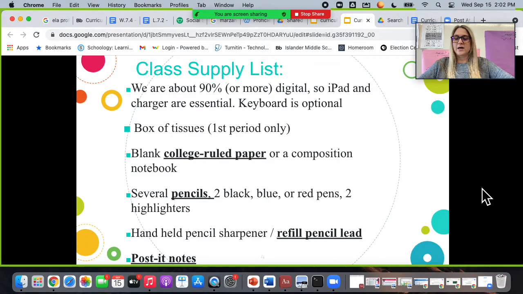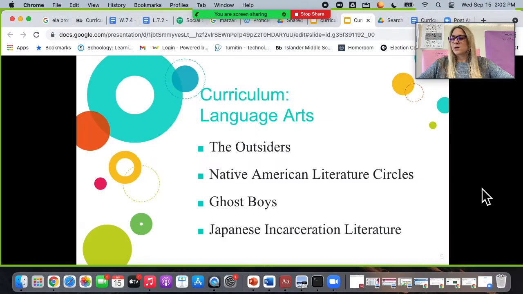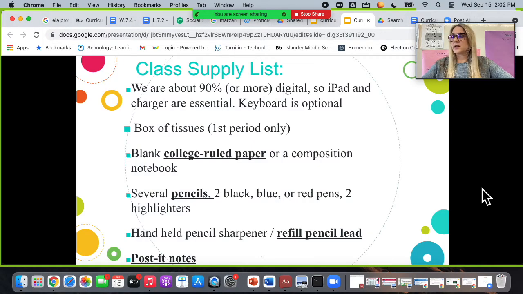This year, LA and SS will be primarily digital classes. This means that information, documents, and assignments will be assessed, completed, and submitted using the iPad. However, here is a list of other items your student will need this year.